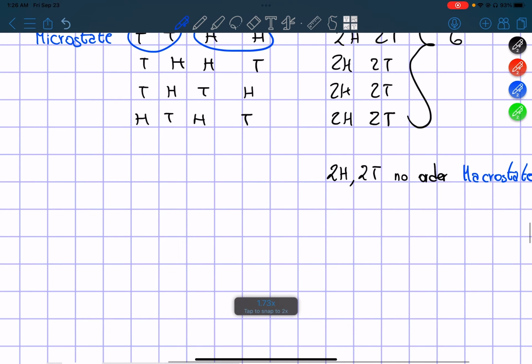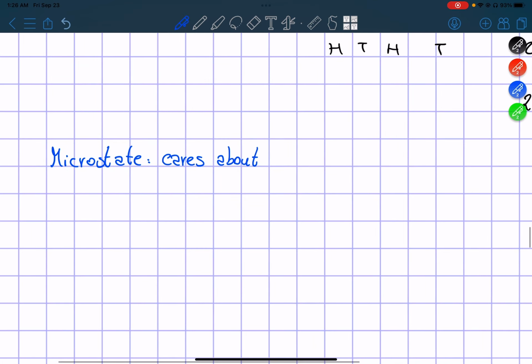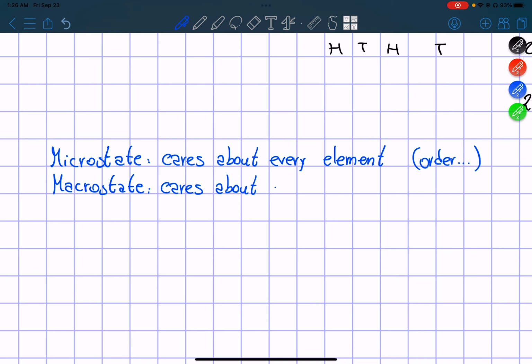So, what is the difference between a microstate and a macrostate? A microstate cares about every single element. So, for example, it cares about the order. Well, instead, a macrostate cares about the overall result.